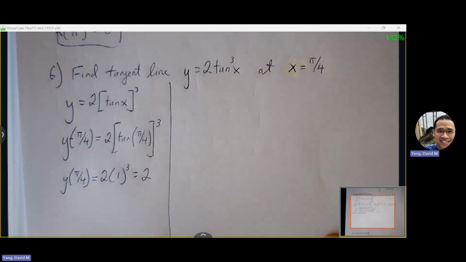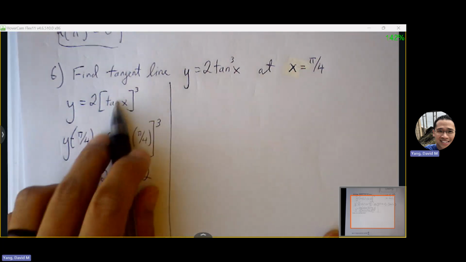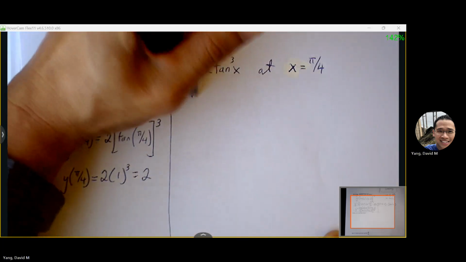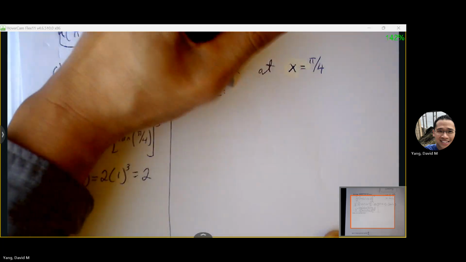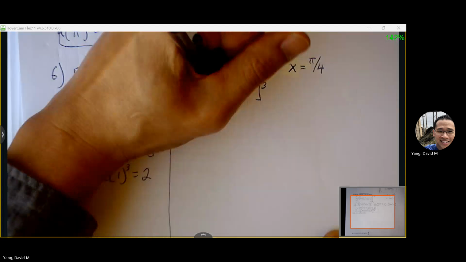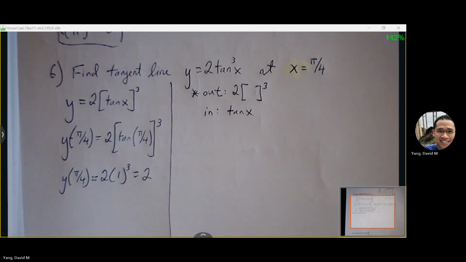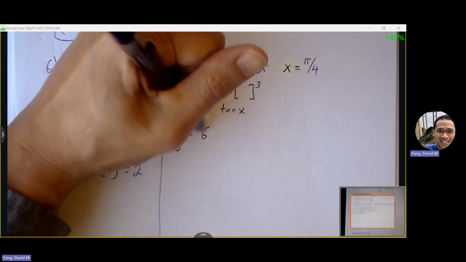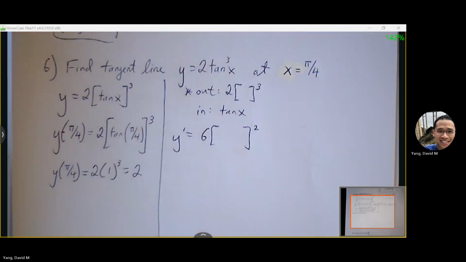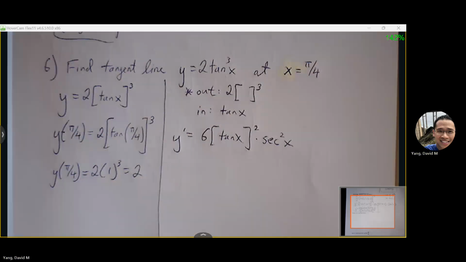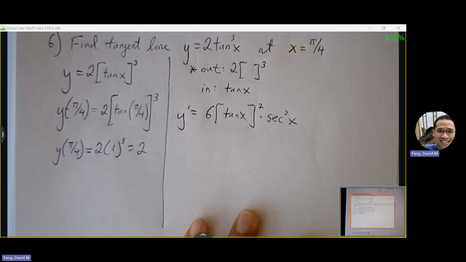All right, moving on to our derivative, which will help us get to our slope. To get to our derivative, having that bracket is a good visual reminder that there's chain rule involved. Okay. Outside derivative, 2 bracket cube becomes 6 bracket squared. Tangent's derivative, inside's derivative becomes secant squared. Now that we have our derivative, replace every x with pi over 4.